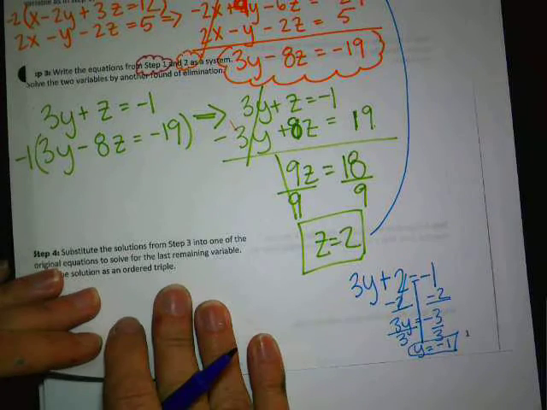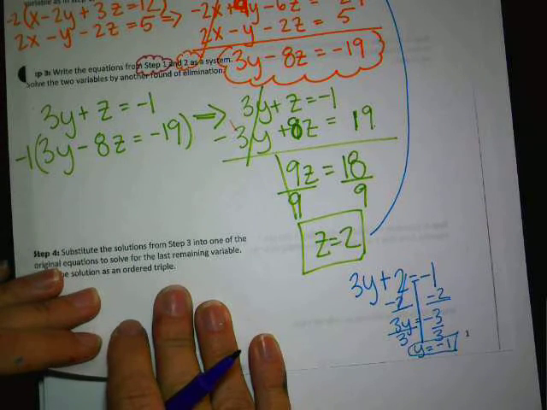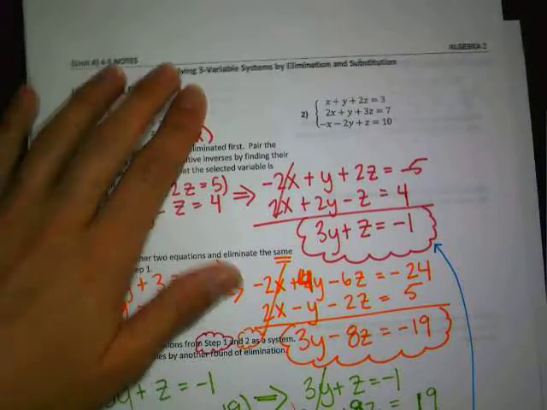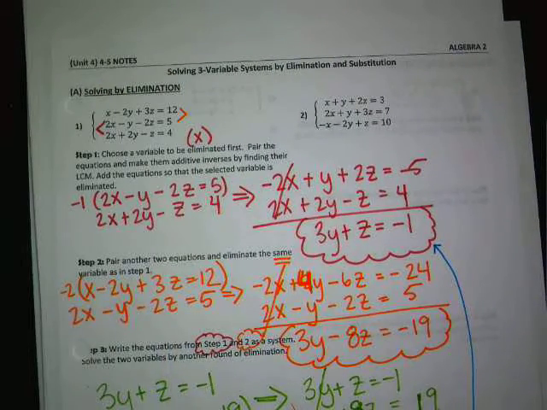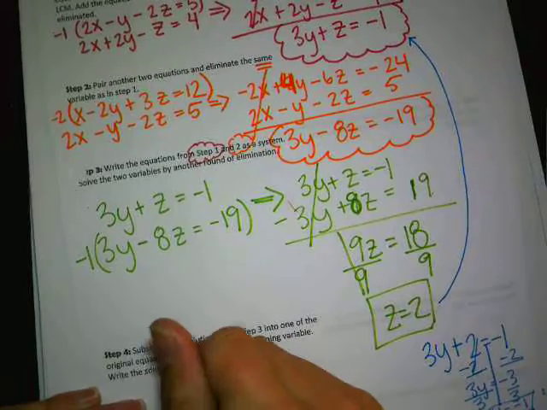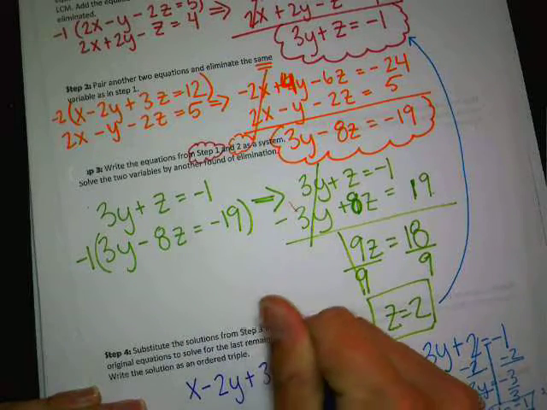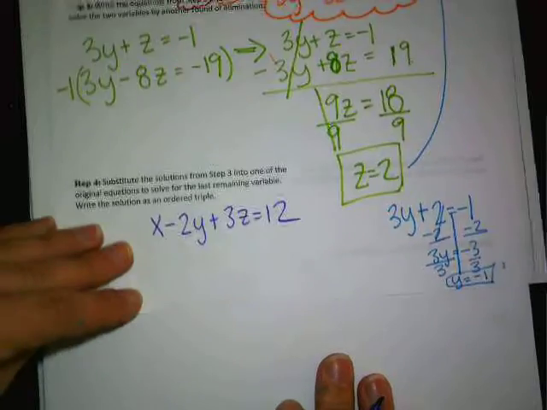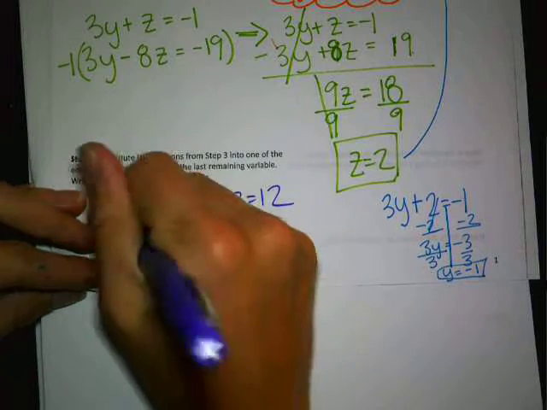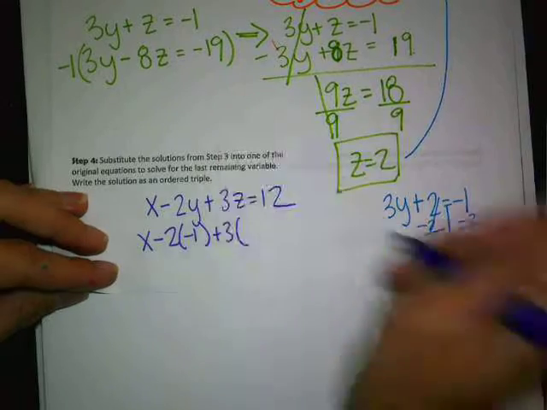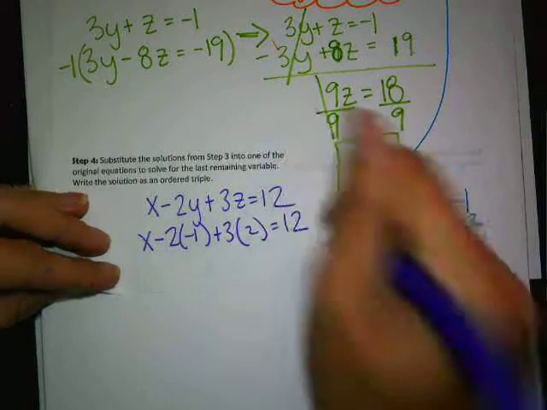Now we plug both of them in to one of the very original equations. So you have 3 options here. First one. Okay. Alright, plug it into the first one. So x minus 2 times -1 plus 3 times 2 equals 12.